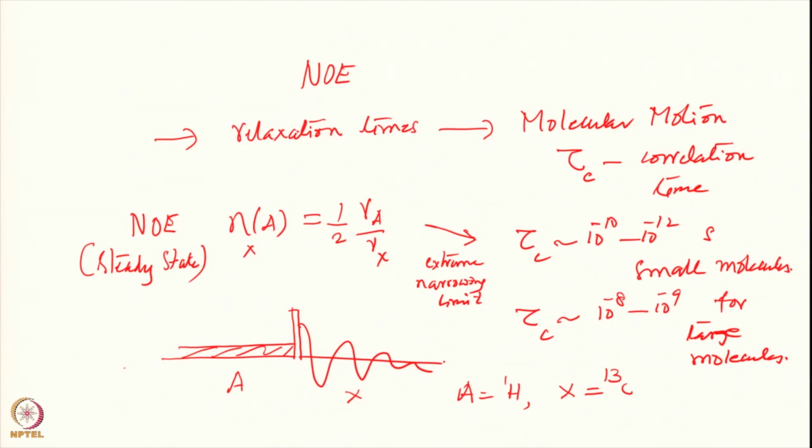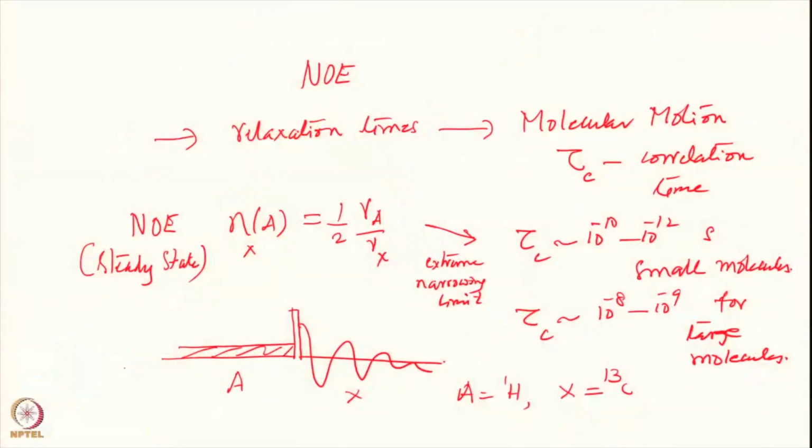Now what will be the situation when we are in the large molecule range? In the large molecule range, it turns out that this is equal to minus gamma A by gamma X.